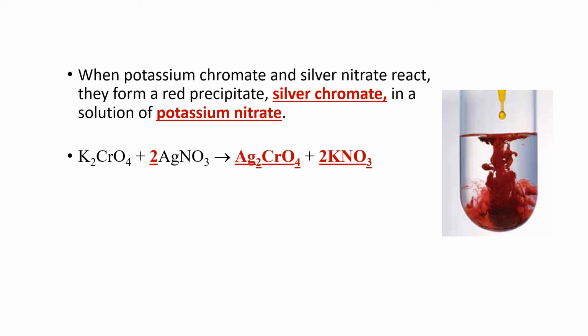So potassium chromate, K2CrO4, and silver nitrate, AgNO3, and when they react, you get Ag2CrO4 and then KNO3. So the potassium was paired with the chromate. At the end, the potassium is paired with the nitrate. Silver was paired with the nitrate, and now the silver is paired with the chromate. So they are switching places.